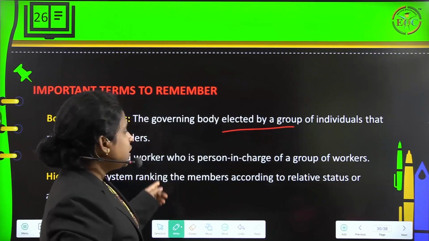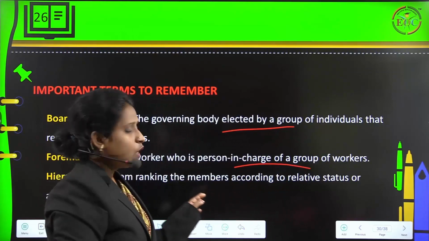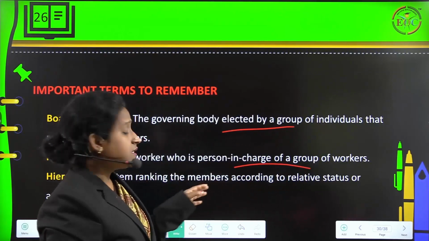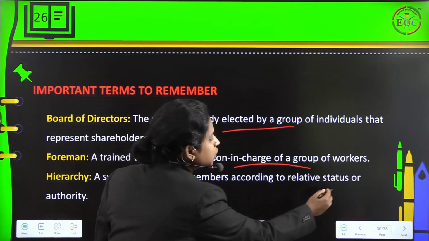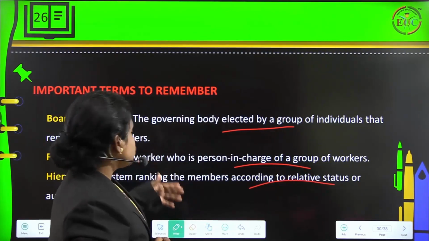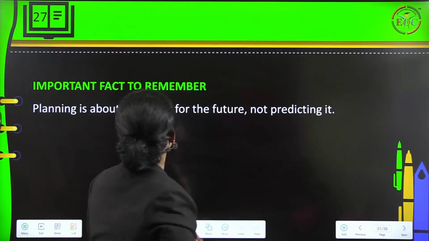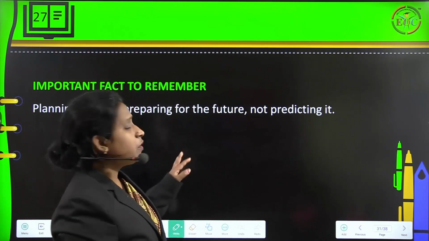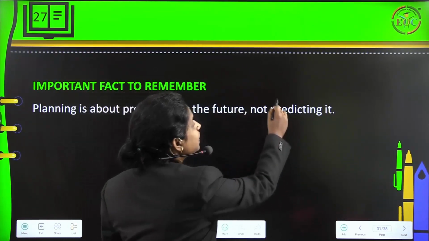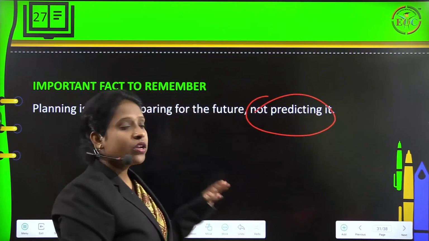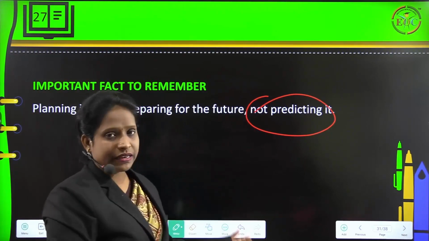Next is foreman, a trained worker who is the person in charge of a group of workers. Next is hierarchy, a system ranking the members according to relative status or authority, is what we call hierarchy. Fine. Then an important fact to remember about this concept is that planning is about preparing for the future, not predicting it. So when we are talking about planning, planning is what? Preparing for the future. We are not going to predict it.